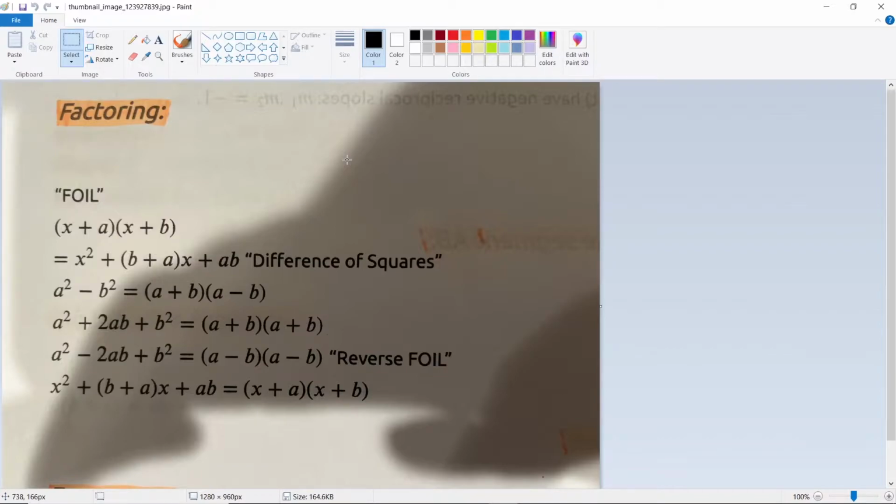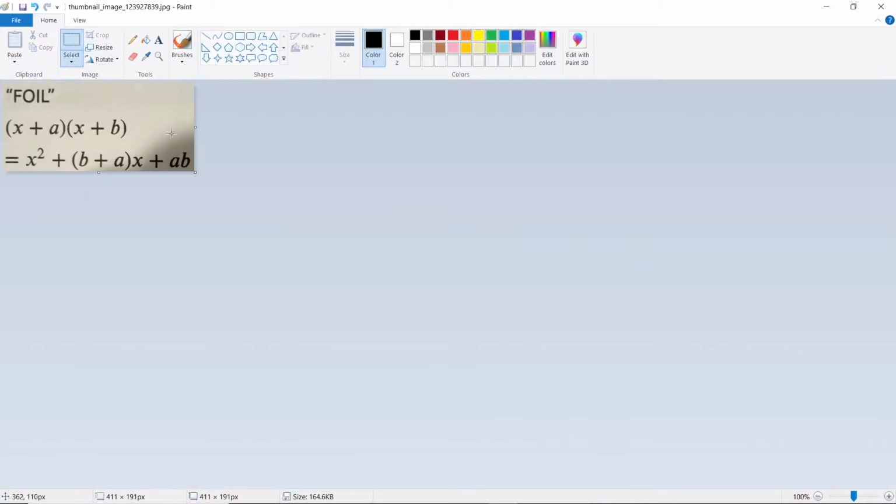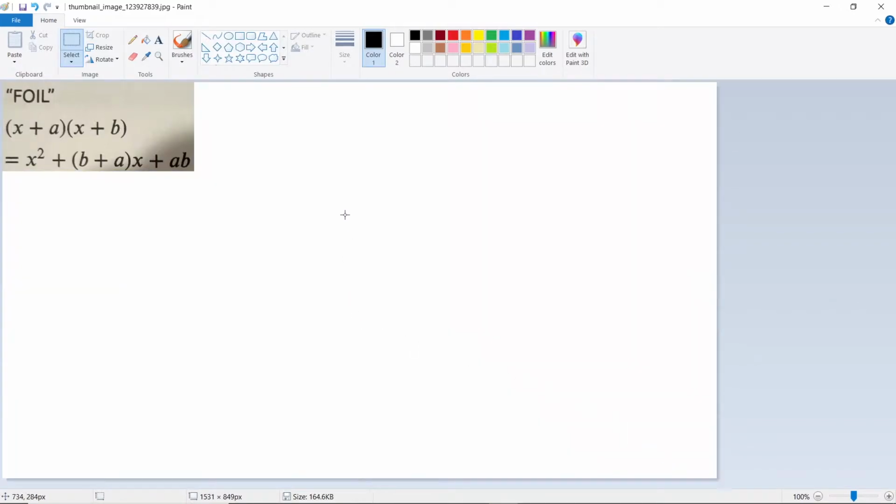misformatted. It's got some things rolled over into lines where they don't belong. So here's the first one that this sheet shows, just this part. And I'm going to have to keep going back to this, so let me think how I can do that. But for now, let's look at this one first. This is foiling. (x + a)(x + b) = x² + (b + a)x + ab.